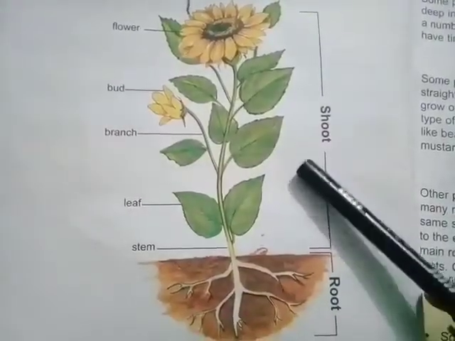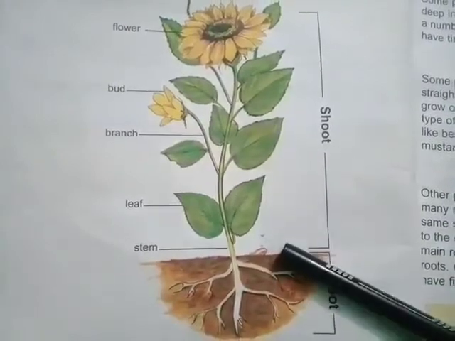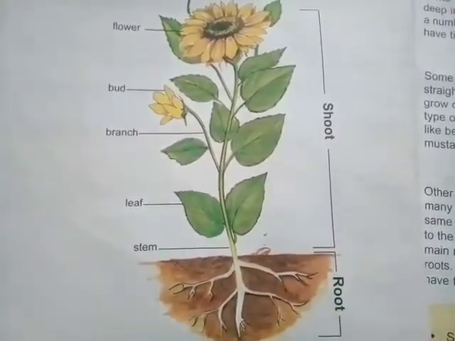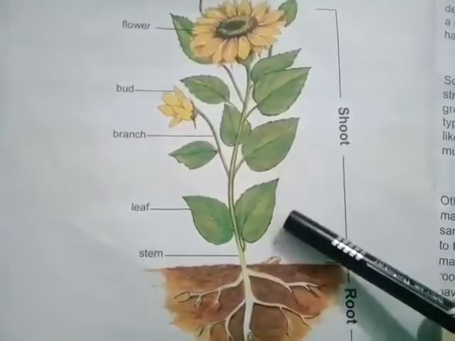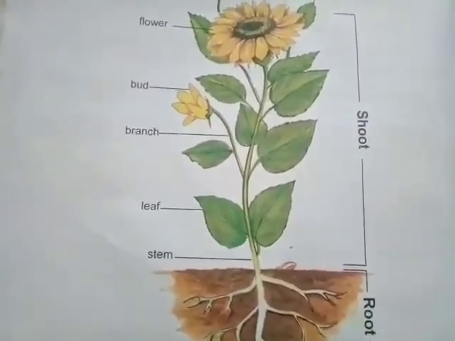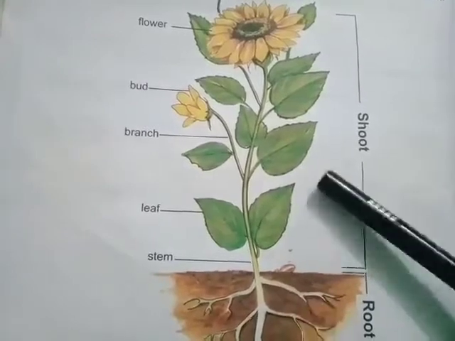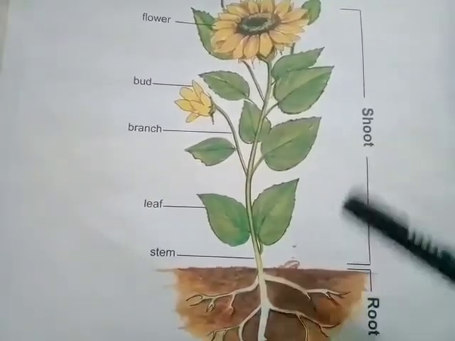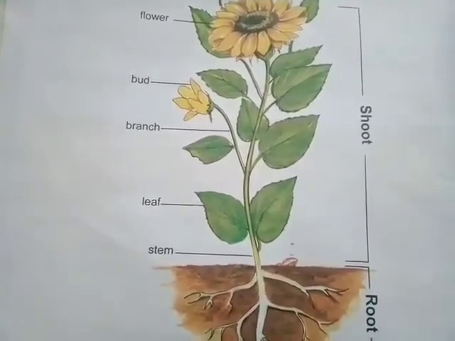Look in this picture. A plant has many parts. Each part has a specific function to perform. This is a picture of a sunflower plant. Like all plants, a sunflower plant has two main parts. These are the shoot and the root.